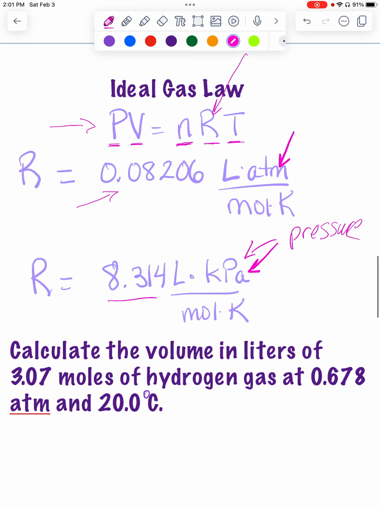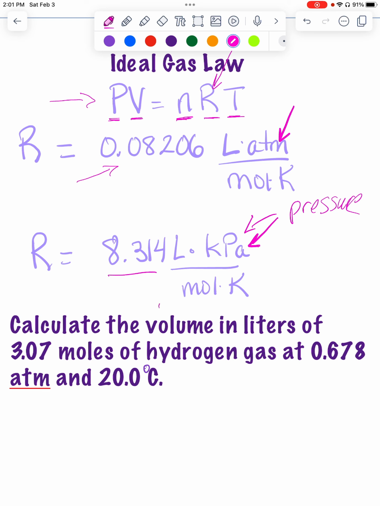So let's look at a problem. Calculate the volume, what am I looking for? Volume, in liters, of 3.07 moles of hydrogen gas at 0.678 atmospheres and 20 degrees Celsius. Do I need to know that it's hydrogen gas? No, because they gave me moles. If they had given me grams, I would have had to convert to moles.